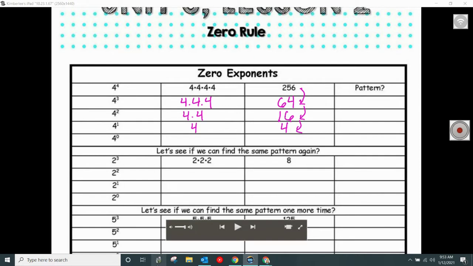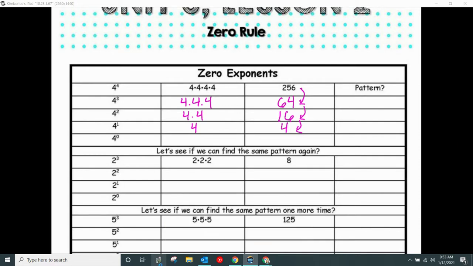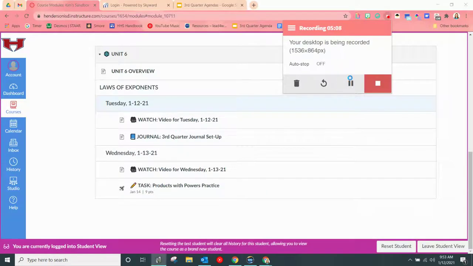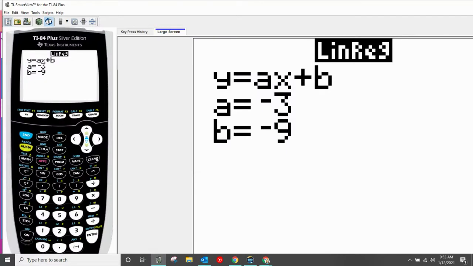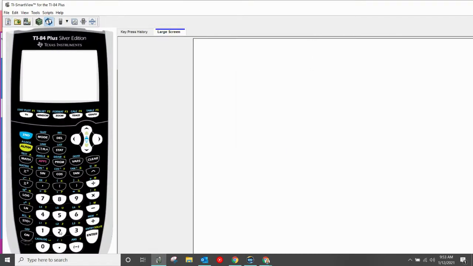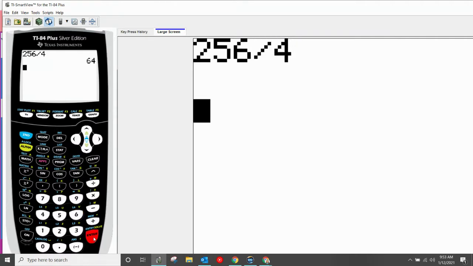Let me see if I can bring up my calculator here. So this is what we want to see. We want to see what is the pattern. So I'm noticing over here that all we did was we multiplied by 1 less 4. Okay, so let's see if that helps out. Let me clear this out. So if I take 256 and I multiply it by 1 less 4, or I divide out a 4, what do I get?